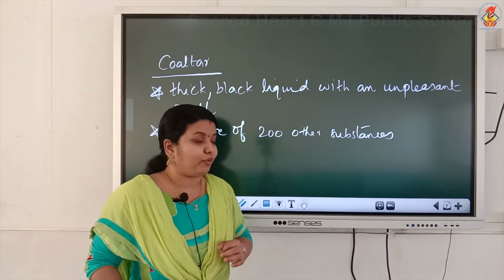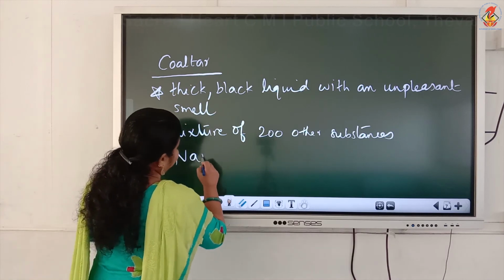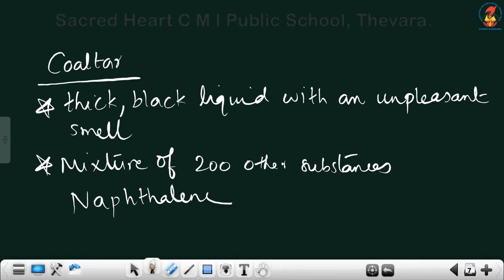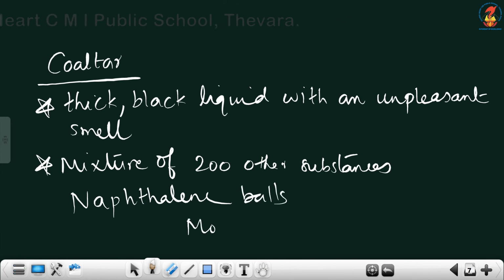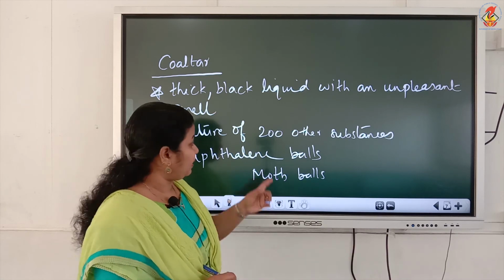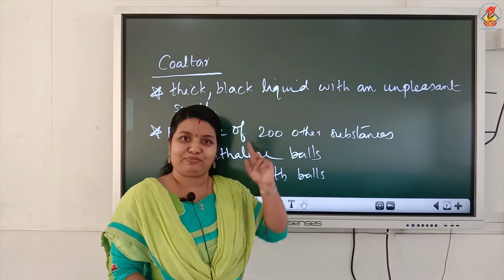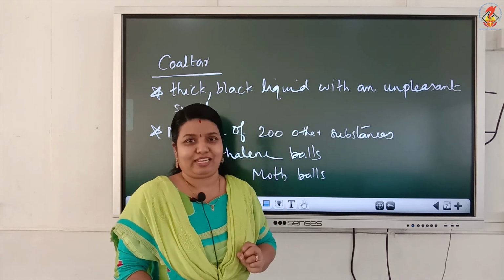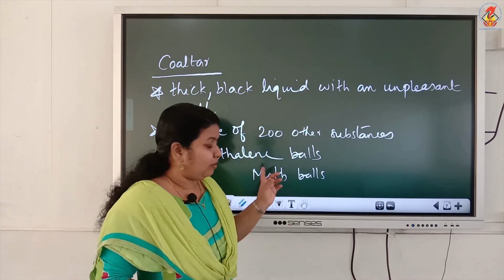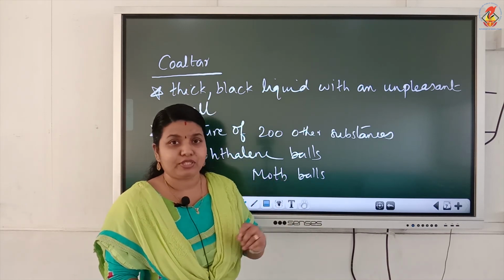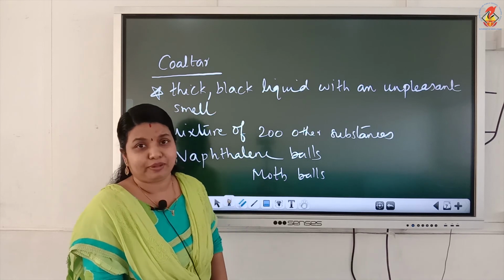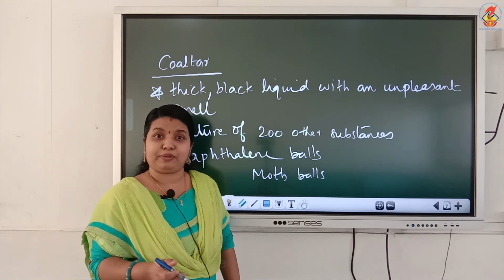Then naphthalene balls. You all might have seen these naphthalene balls, but the name may not be familiar to you. Naphthalene balls, we call them mothballs, a white colored ball-like thing with a smell. Naphthalene balls are white in color. They are obtained from this black colored coal tar. Please keep in mind the chemical from which naphthalene balls are obtained. It is obtained from coal tar. Coal tar is in turn obtained from coal.